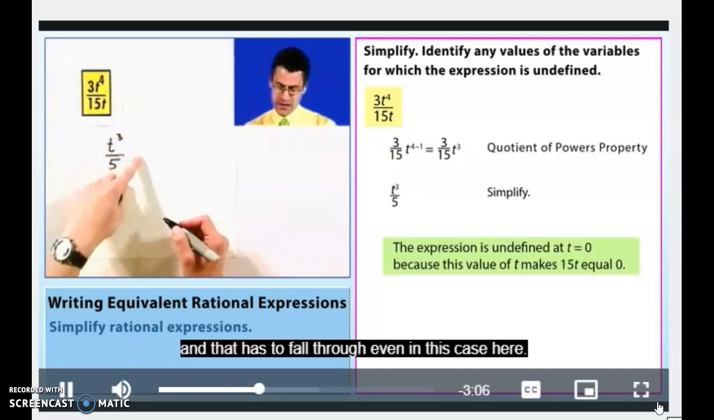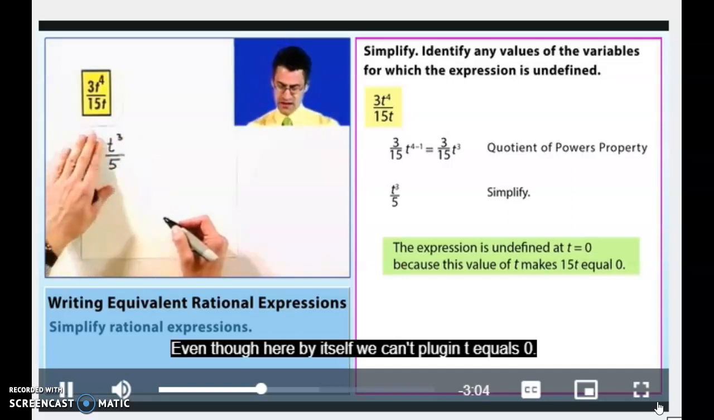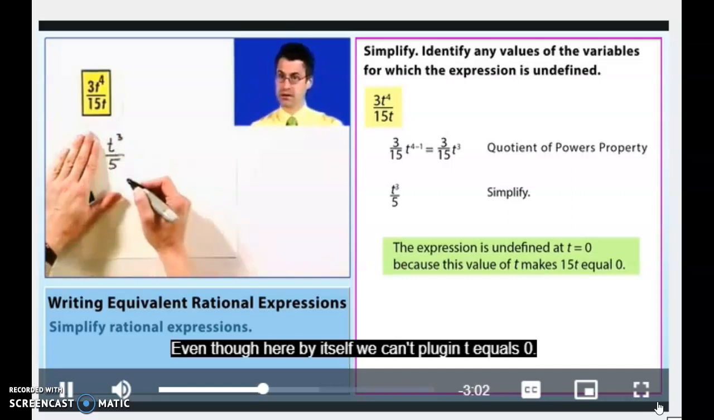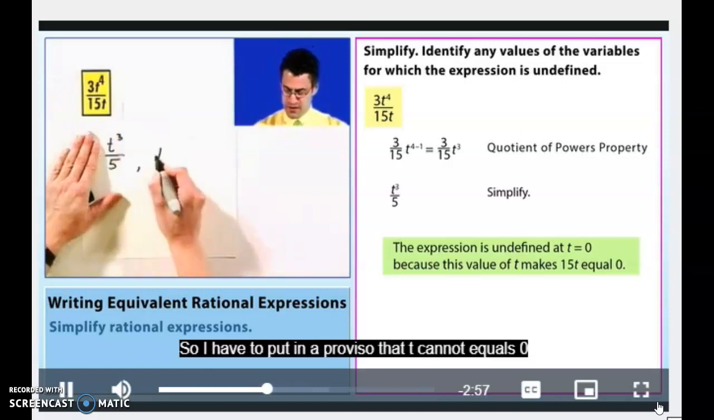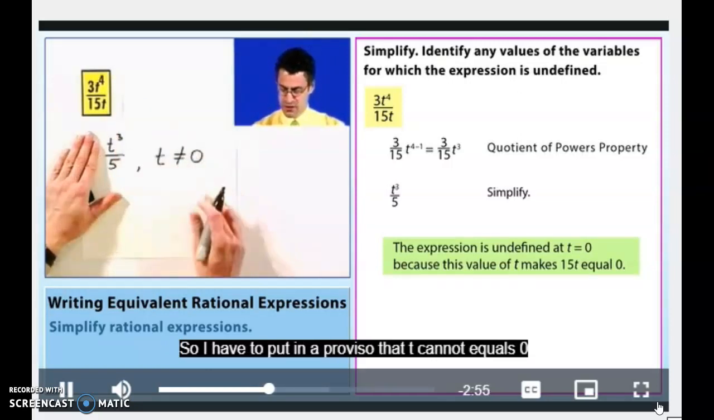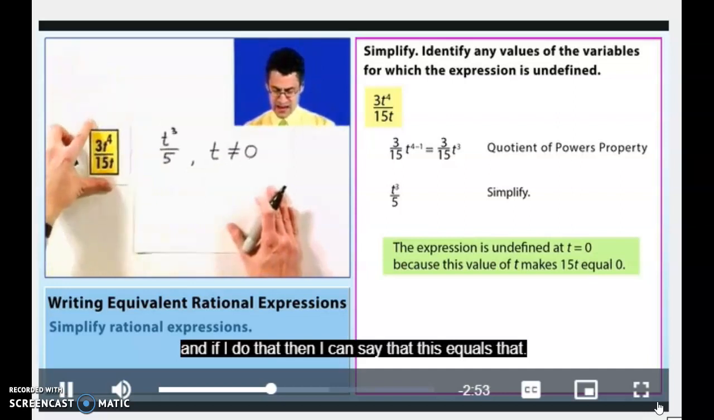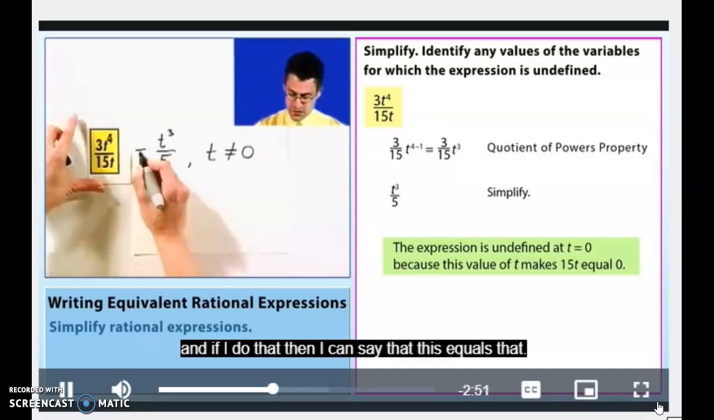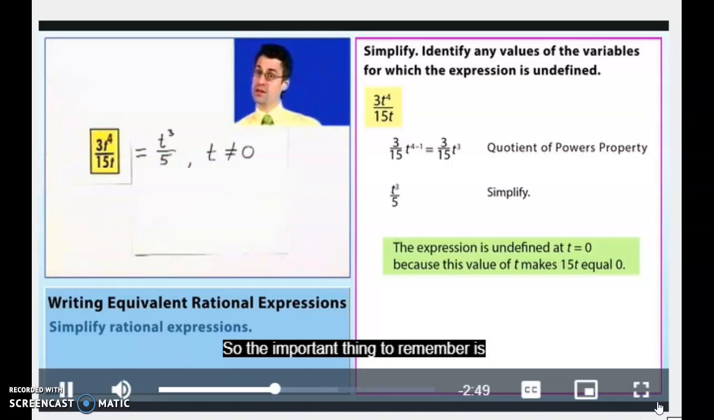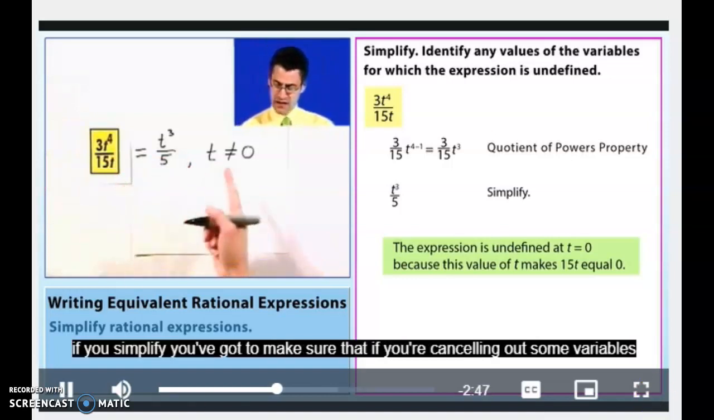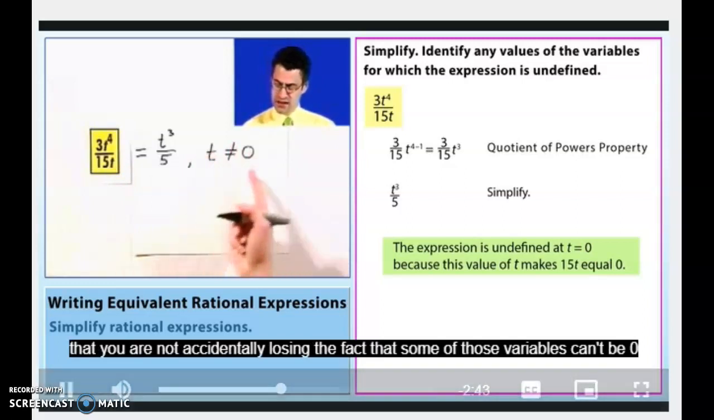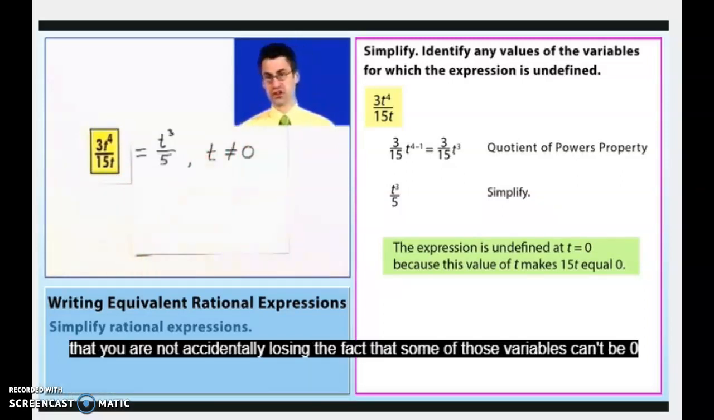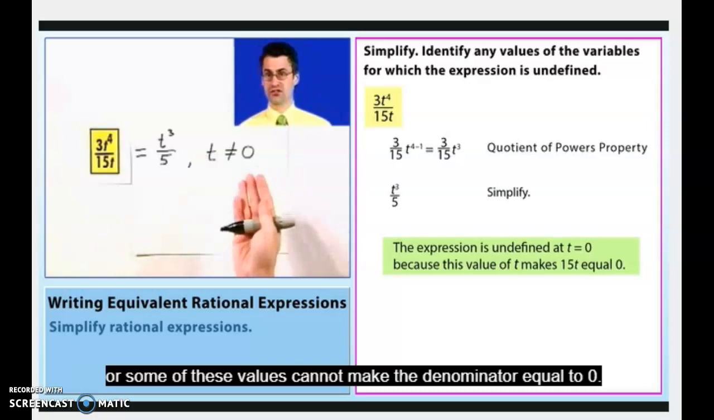And that has to follow through even in this case here. Even though here, by itself, we can plug in t equals 0, we know that really we're not allowed to. So I have to put in a proviso that t cannot equal 0, and if I do that, then I can say that this equals that. So the important thing to remember is, if you simplify, you've got to make sure that if you're canceling out some variables, that you're not accidentally losing the fact that some of those values cannot make the denominator equal to 0.